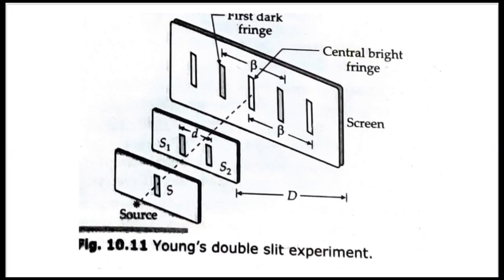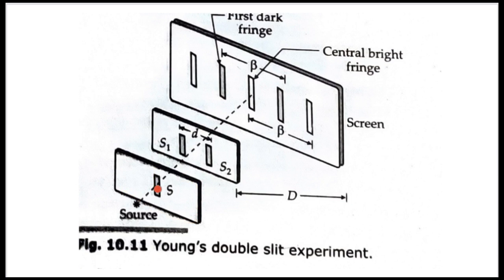But according to Young's double slit experiment, we need two light waves. For this, what we can do is, let us consider a source. Let us place a source here. Now, in front of the source, let us place the slits.